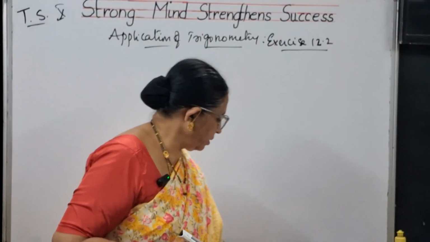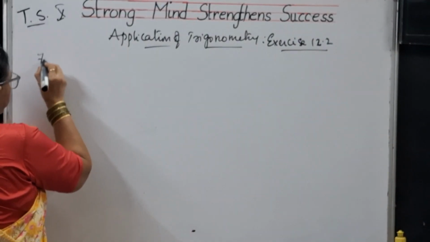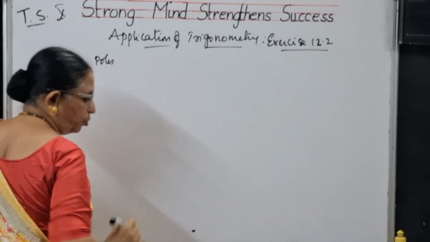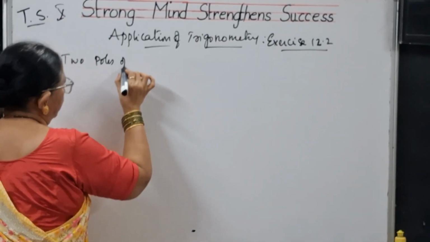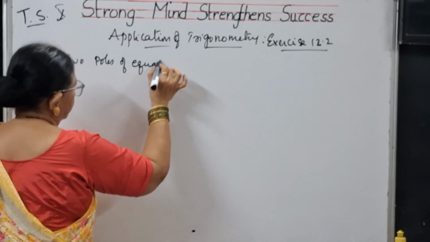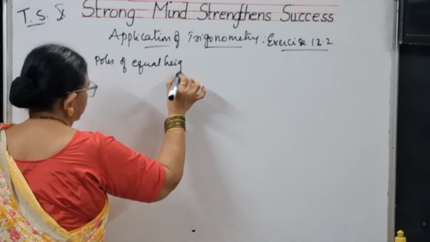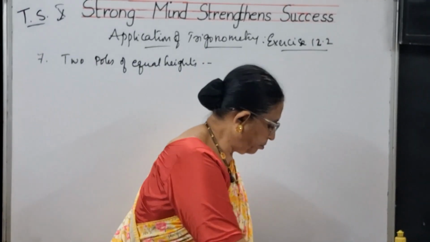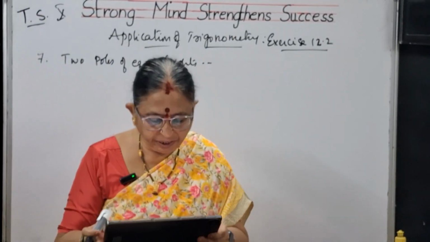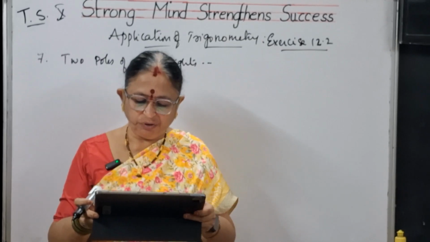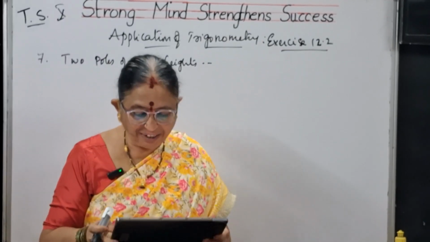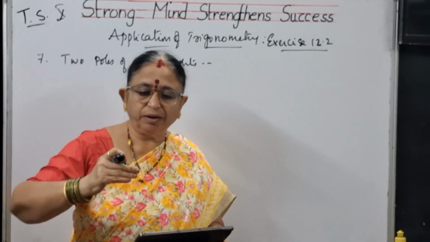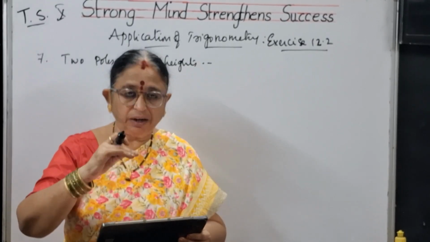Seventh problem, children. Two poles of equal heights. It goes on like this. So let me read this up. Two poles of equal heights are standing opposite to each other on either sides of the road, which is 120 feet wide. There is a road whose width is 120 feet.